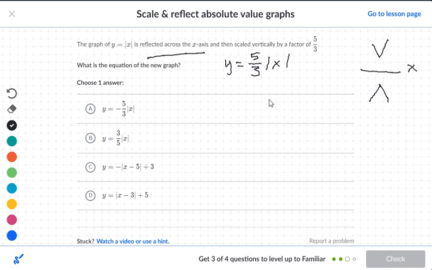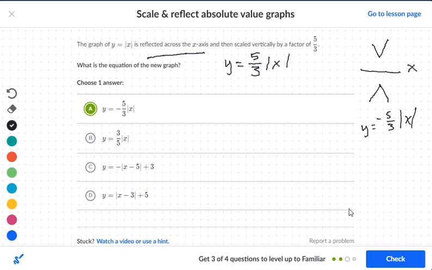So this new one, the equation would be y is equal to negative 5/3, and then we have the absolute value of x. Because remember that when you reflect something, you're going to go the opposite direction. So our original one is positive, so 5/3, y is equal to 5/3 x. This is the original right here. This is the new one going down. So we know that anything that goes down, that front number should be negative. So A should be our answer.